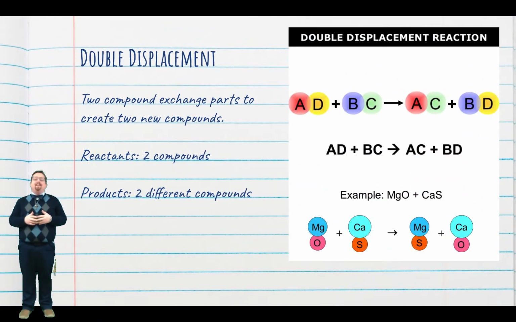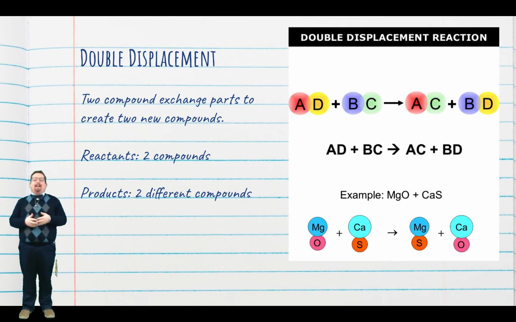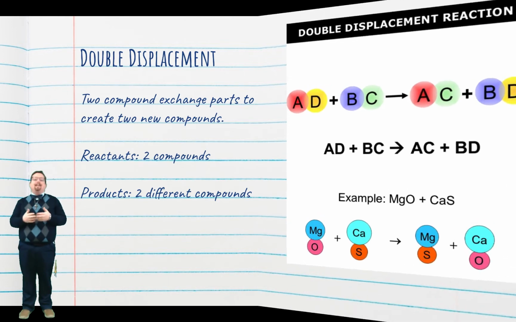Double displacement is very similar to single displacement, except this time we're displacing two elements from two compounds. So we start with two compounds in the reactants, and they perform a switcheroo, giving us two different compounds in the products. Our example here is the reaction between magnesium oxide and calcium sulfide. Notice in the products, the sulfur and oxygen switched, giving us magnesium sulfide and calcium oxide.